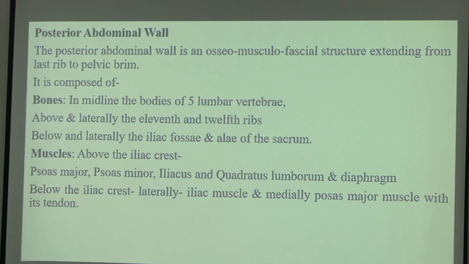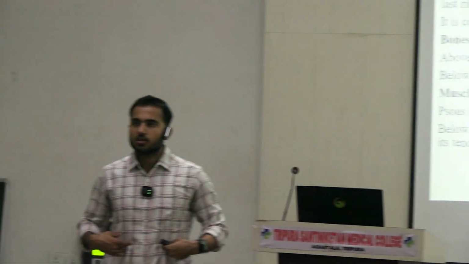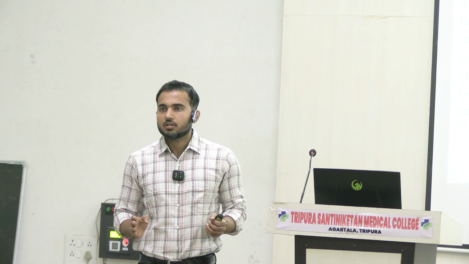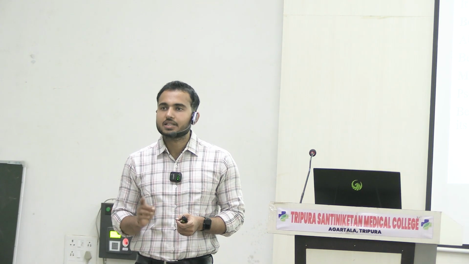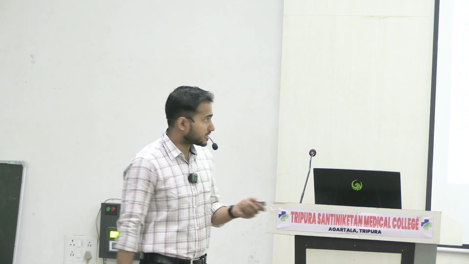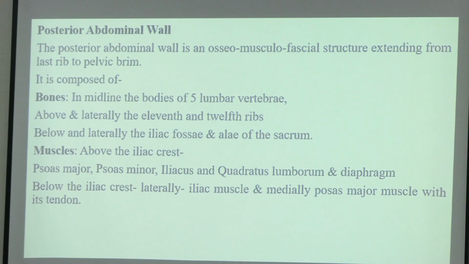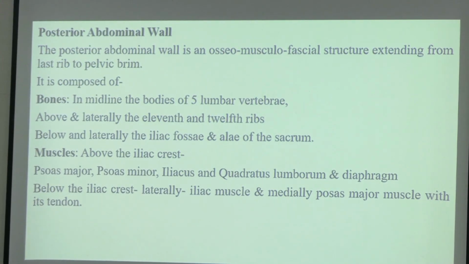Posteriorly, it will be part of the vertebral column. Just imagine the posterior abdominal wall. If you are going posteriorly, what will be present over there? That is the vertebral column. Which part of the vertebral column? That is the lumbar vertebra. So as you can see, the bones in the midline are the bodies of the 5 lumbar vertebrae. These are present in the midline.